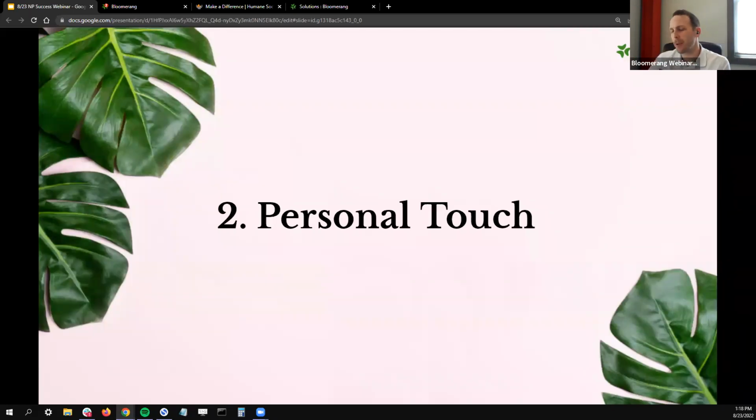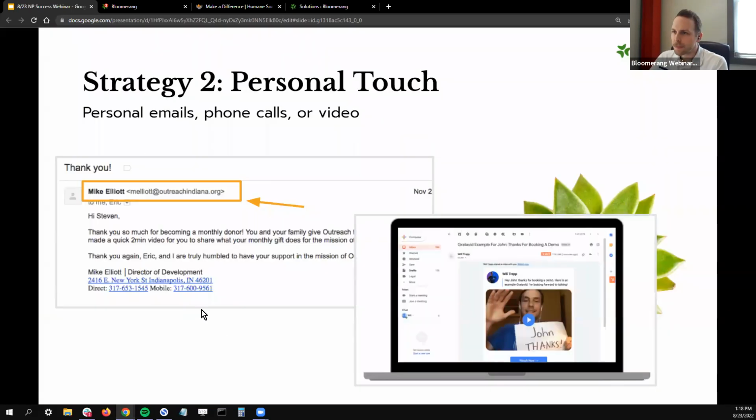Second strategy is personal touch. So not just segmenting your donors into different buckets, but once you segment them, how are you making it a personal approach? How are you making it feel like you're having a one-on-one interaction? And I have a great example.